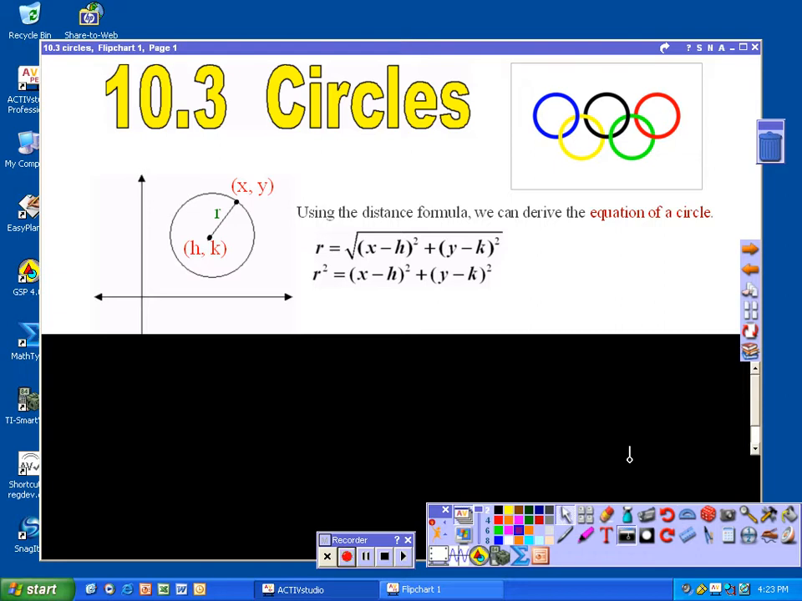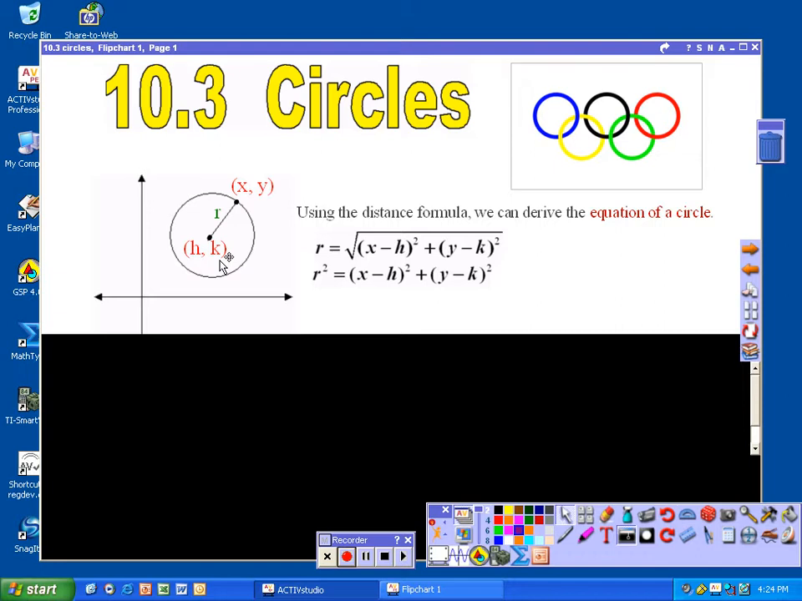So as you recall, distance is the difference of your x's squared plus the difference of your y's squared, and then everything square rooted. So if I am going to find this distance of r, I need to take r equals the square root of (x minus h) squared plus (y minus k) squared.